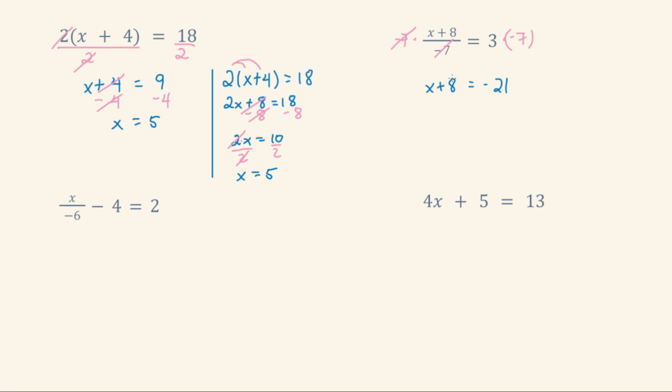And now we want to undo this addition. We're going to subtract 8 on both sides, so that these cancel out, and I'm left with, on the left side, just the x, and on the right side, I have minus 29.